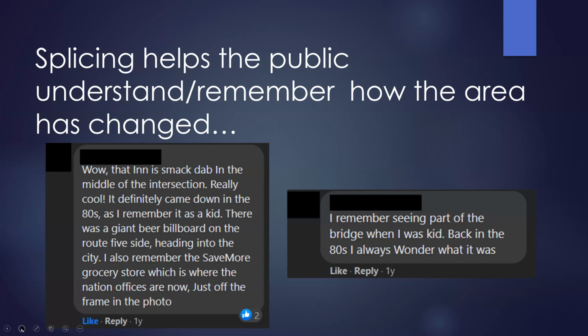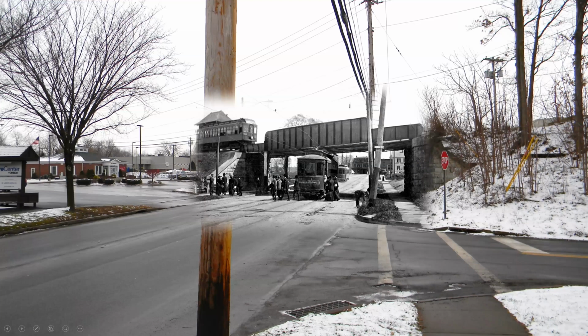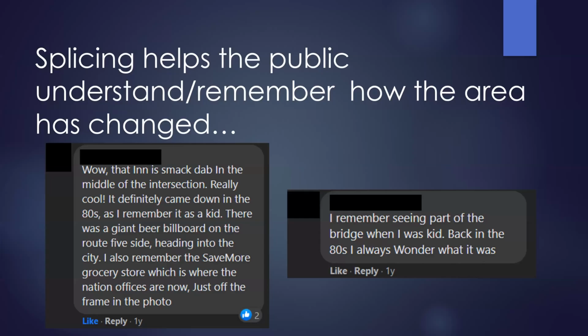So for example, people were describing the fact that at the end of that image there are some buildings that are no longer there, there was an inn that was there. That's roughly where the urgent care facility is now. And it really helped people connect in a way that I think they wouldn't be able to otherwise, because they could see one for one how the area has changed.